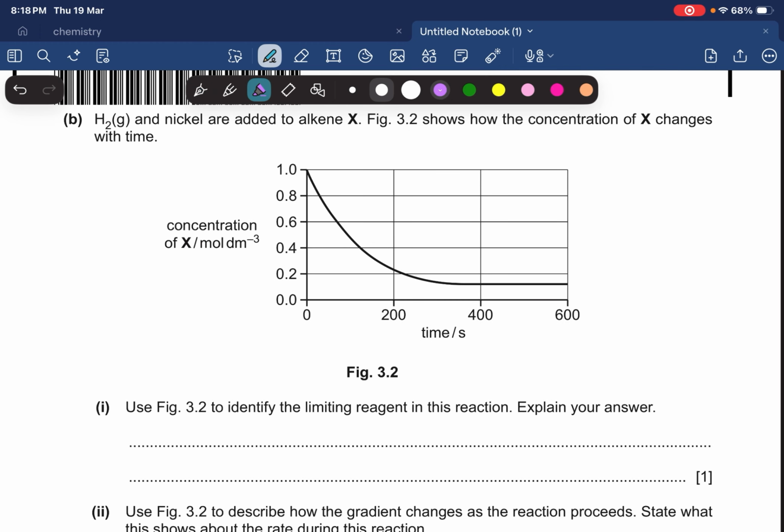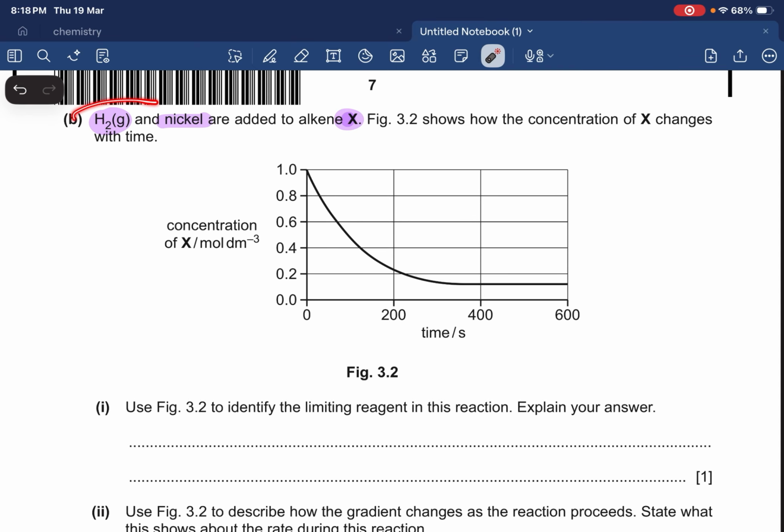H2 and nickel are added to alkene X, so you are adding hydrogen and then you're adding nickel. You know what kind of reaction is going to happen. It's going to convert into an alkane because there's going to be addition of hydrogen in it. And figure 3.2 shows how the concentration of X changes with time. So the concentration of the alkene is decreasing because X is an alkene. Obviously the alkene is being converted into alkane because you're adding hydrogen to it.